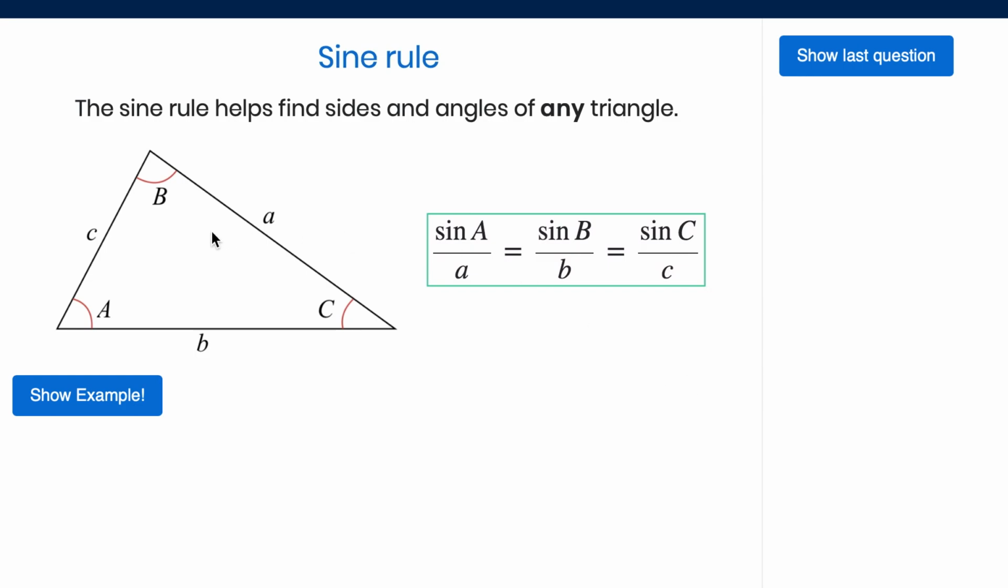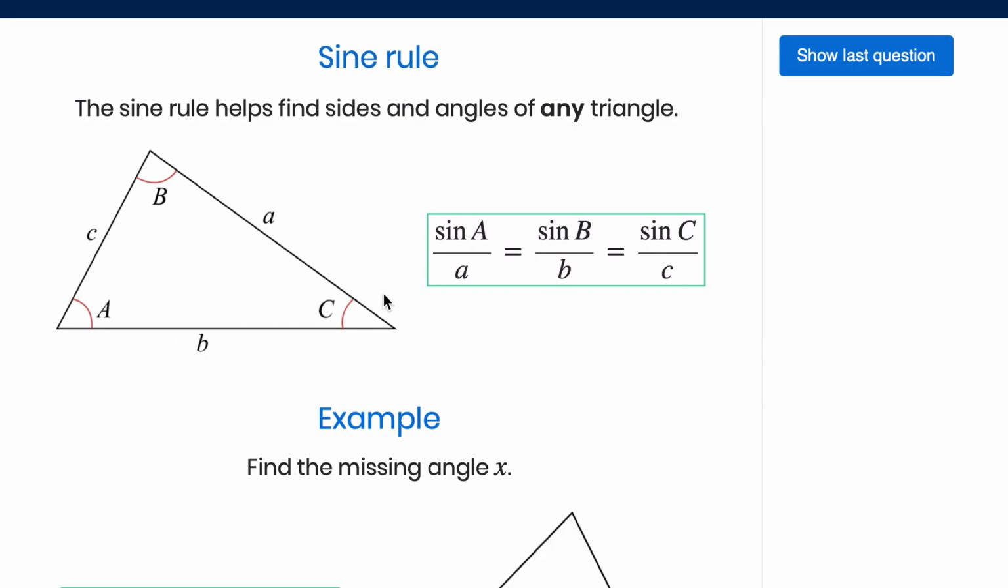Right, so for any triangle with angles capital A, B and C, and sides small a, small b and small c, we have a special ratio called the sine rule. And that goes sine A over a is equal to sine B over b equals sine C over c. Now we only use part of the rule each time, and we'll see how to use it to find missing angles.